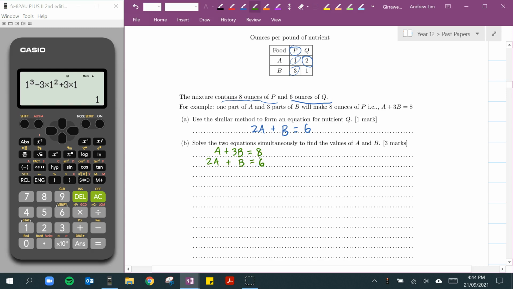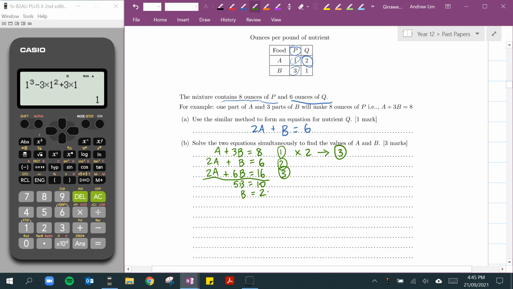Let's multiply the first one by 2. So I'm going to just times that by 2 to get our statement 3. So statement 3 will be 2A plus 6B is equal to 16. Times every term by 2. And now we can use elimination. So I'm going to subtract: 2A minus 2A is 0, 6B minus B is 5B. 16 minus 6 is 10, so B is equal to 2.